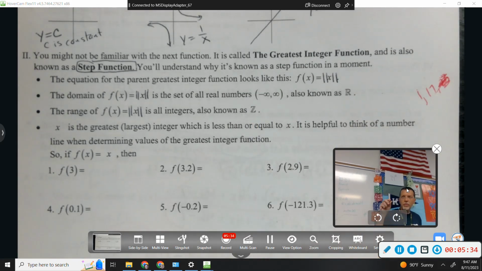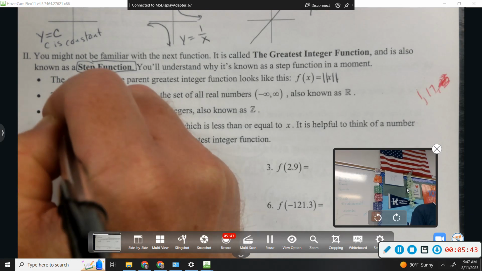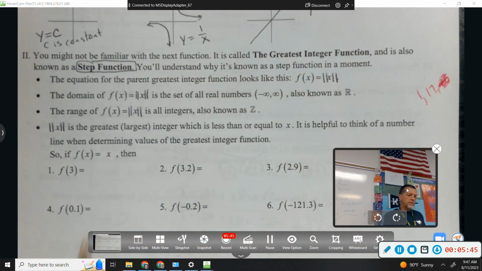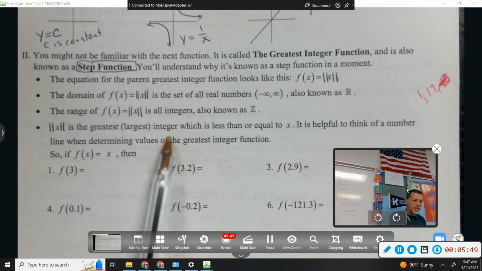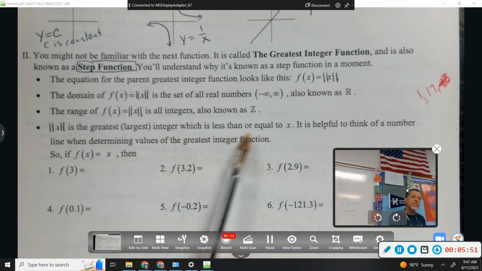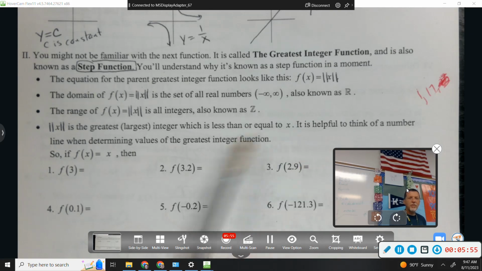So you plug in any number you like, and it spits out an integer. And here's how it picks what integer to spit out. It's the greatest integer, hence the name, greatest integer function, that is less than or equal to x. It's helpful to think of a number line.